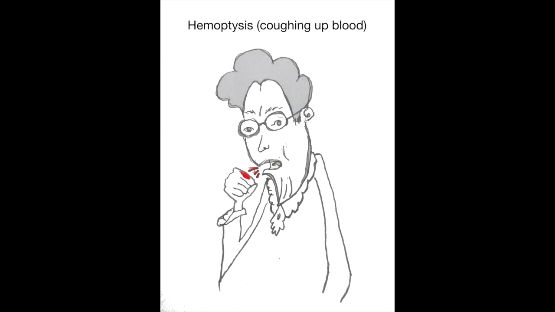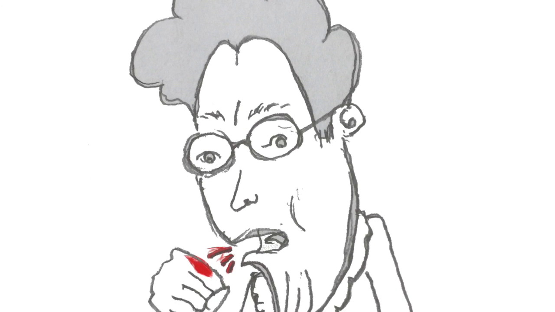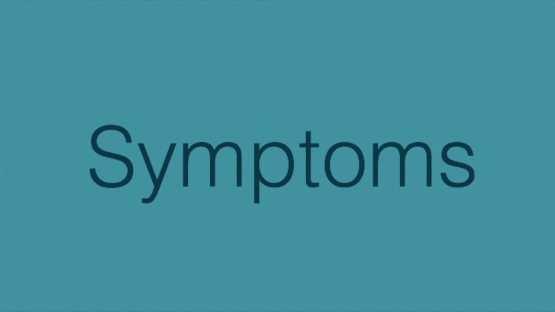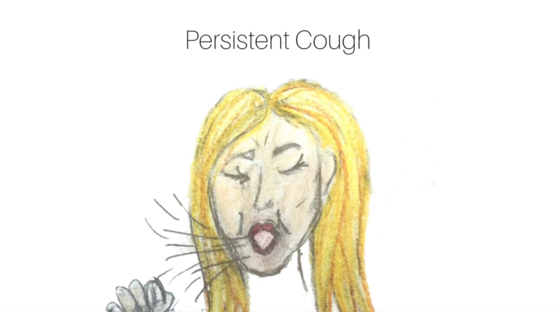Symptoms: hemoptysis, which is the coughing up of blood or finding blood in the sputum, occurs in 25 to 50% of lung cancer patients. It is caused by a tumor eroding through blood vessels in the central airway. 50 to 70% of patients have a cough that becomes persistent.